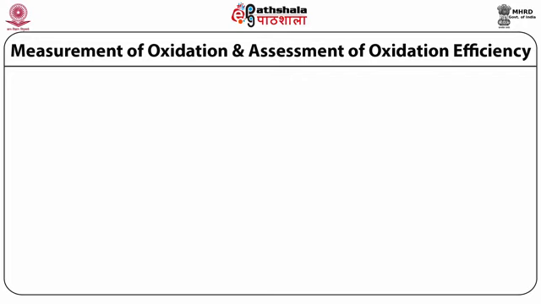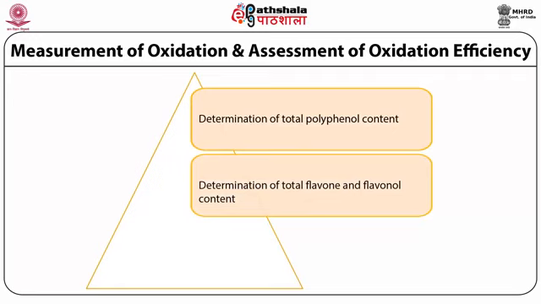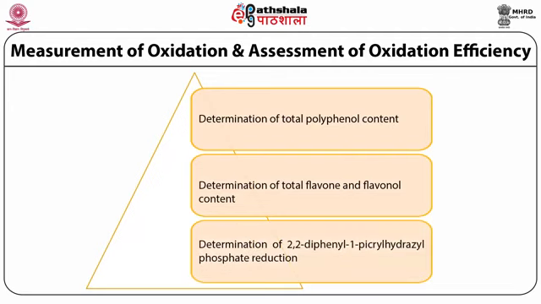The measurement of oxidation and assessment of the oxidation efficiency can be done by performing a series of chemical tests. These include number 1, determination of the total polyphenol content. Number 2, determination of the total flavone and the flavonol content. Number 3, determination of 2,2-diphenyl-1-picrylhydrazyl reduction, also commonly known as the DPPH assay.